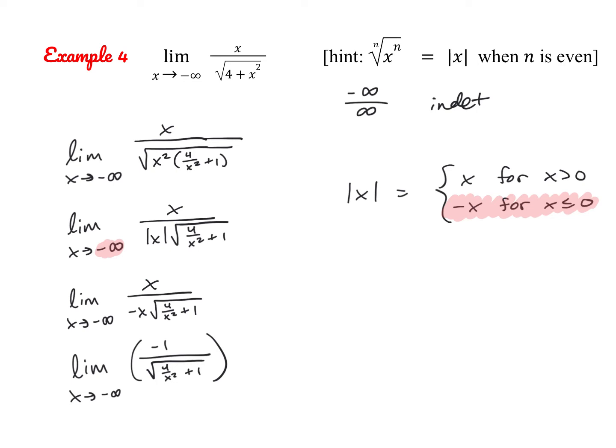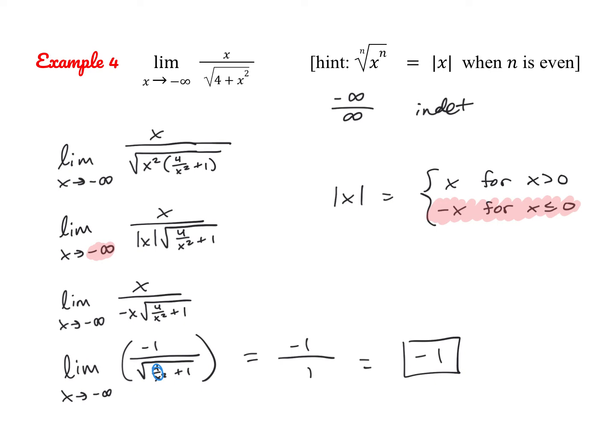From here, we can try again to evaluate this limit using direct substitution. If you look at the numerator, we're left with negative 1. As x approaches negative infinity, this portion, 4 over x squared, will approach 0. And then you're left with the square root of 1, which is 1. So we can see here that this limit as x approaches negative infinity is negative 1.